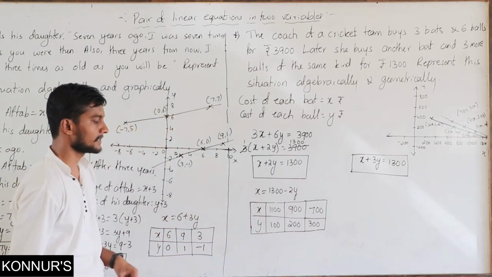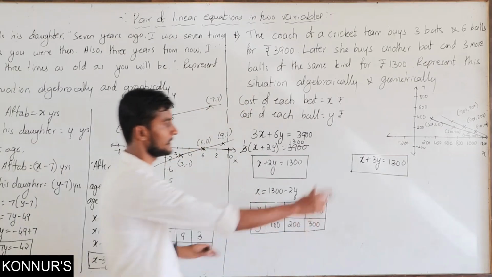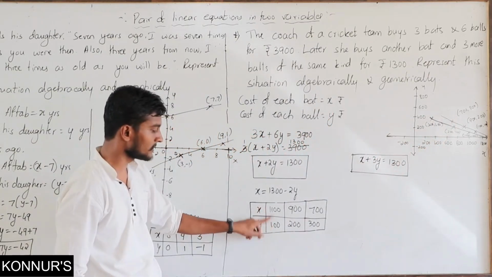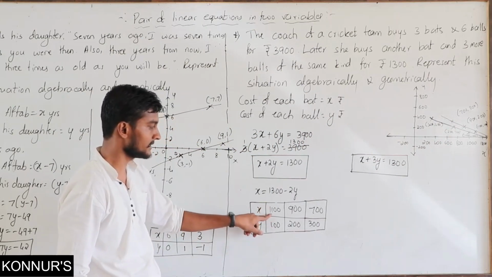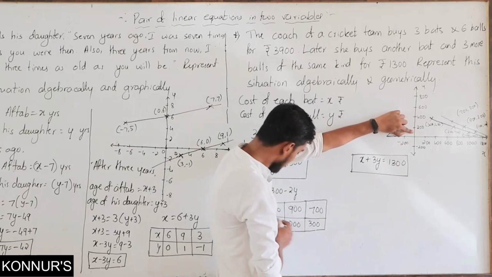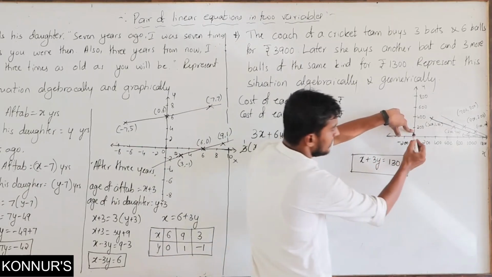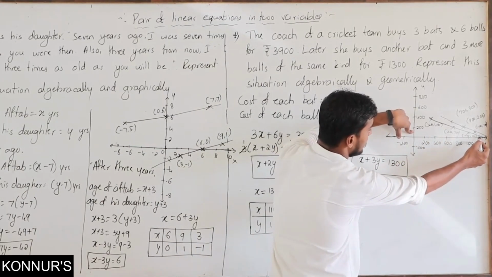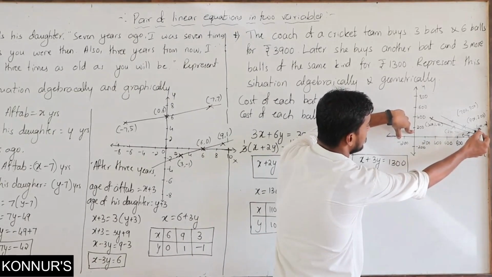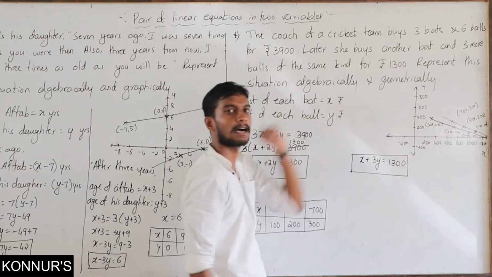So by taking these, I have shown these points on the graph here. So when y is 100, x is 1100. When y is 100, you are getting it here, and x is 1100, that you are getting here. So they both will intersect at this point. So that is 1100, 100.